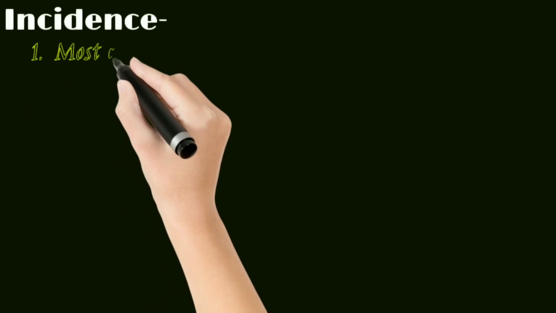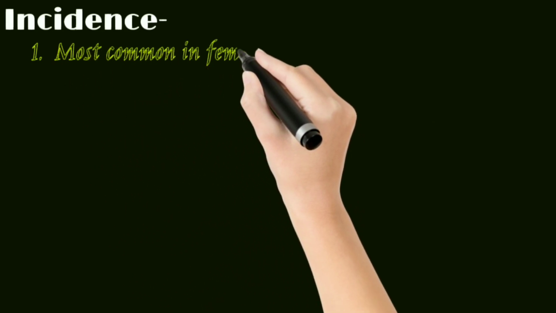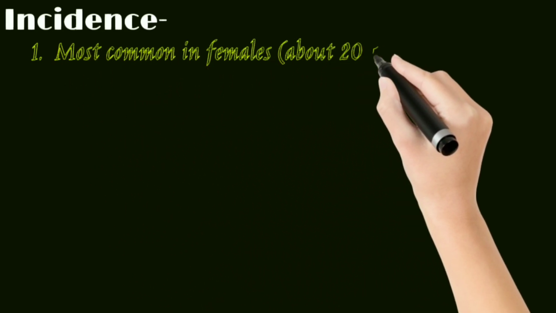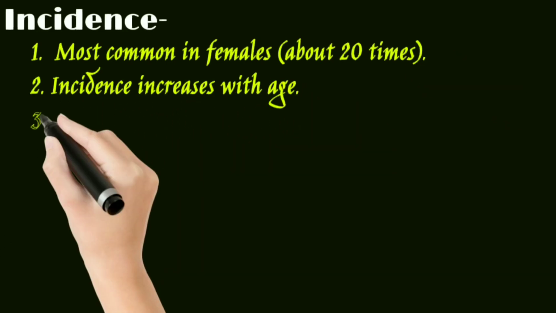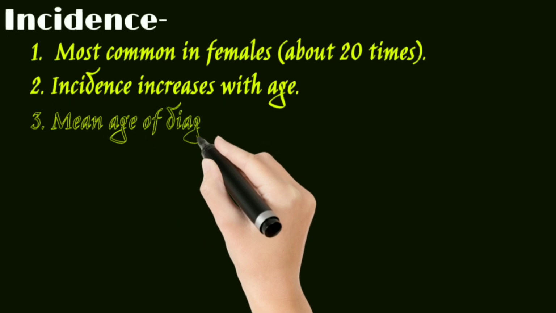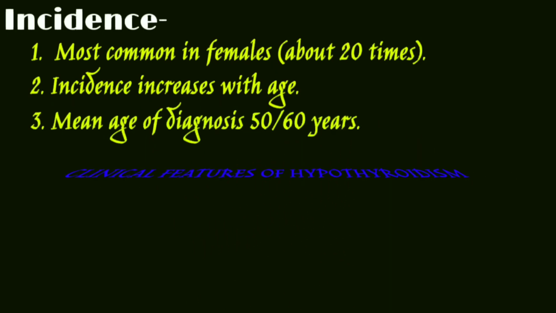Incidence of hypothyroidism. Number 1, most common in females, about 20 times. Incidence of hypothyroidism increases with age, and mean age of diagnosis is 50 or 60 years.